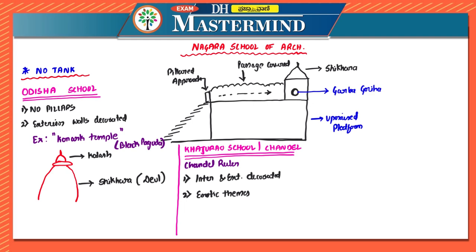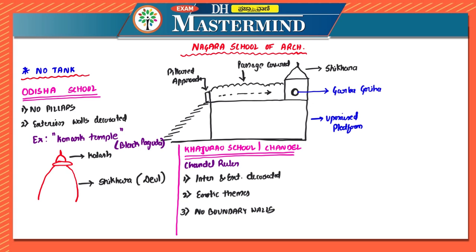And they do not have boundary walls. Very important. No boundary walls. And they have three elements: the Garbhagriha, the assembly hall, and the portico, a veranda surrounded by pillars. So there is presence of pillars in case of Khajuraho school, but no pillars in case of Odisha school. And Shikharas are also present.